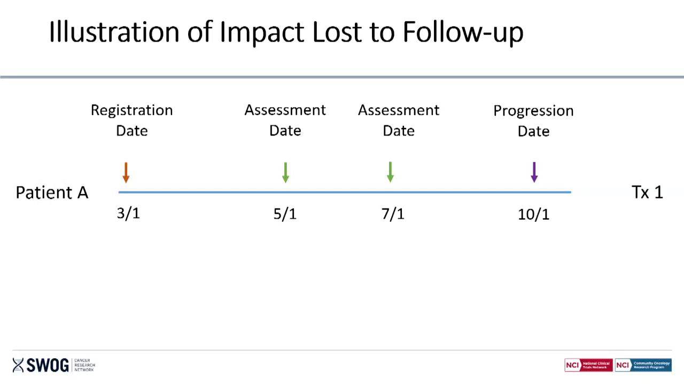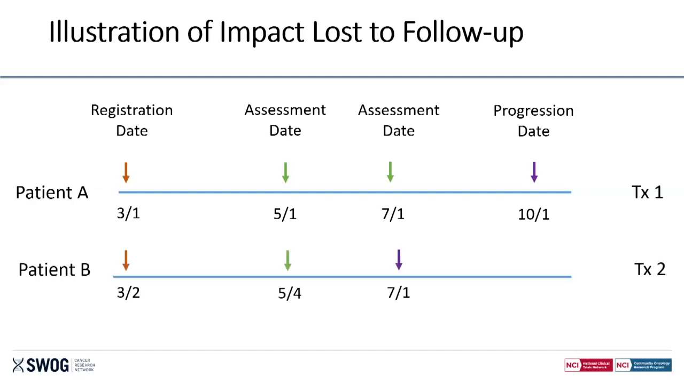This is a hypothetical patient called patient A, with a registration date of March the 1st, a first assessment date of May the 1st, a second assessment date of July the 1st, and a progression date in October the 1st. And that one patient is on treatment 1. Now we suppose we have another patient, patient B, on treatment 2. And I should have pointed out that patient A was also seen to progress on October the 1st. That's what I forgot to mention, that purple arrow at the end.